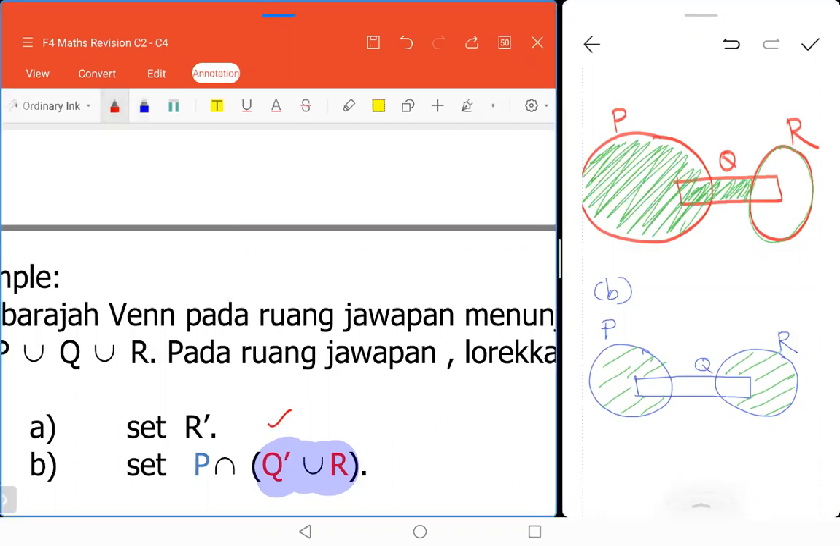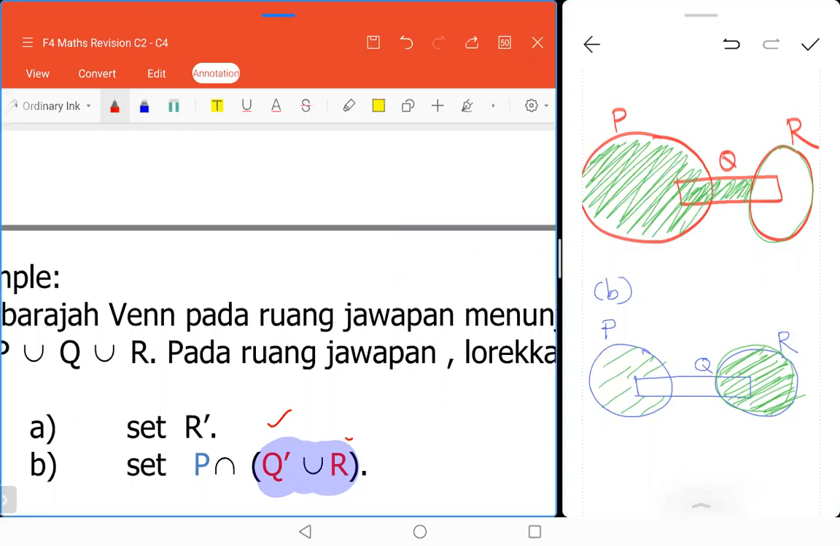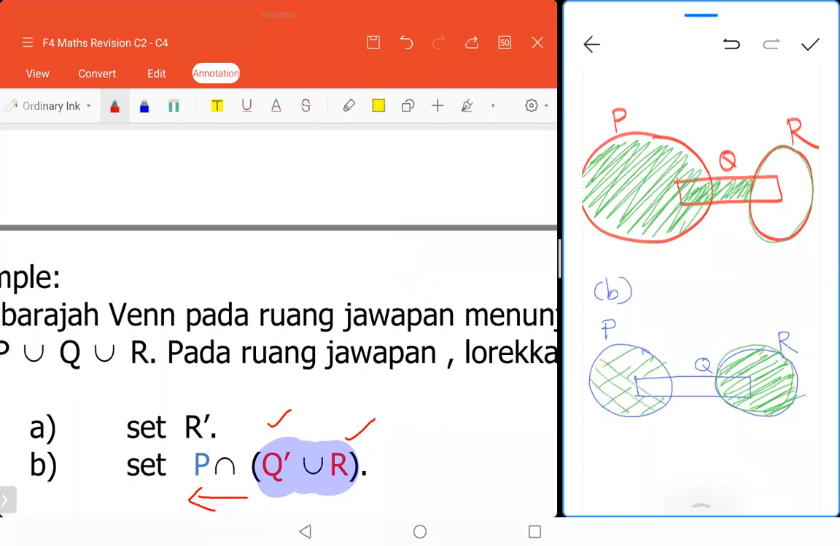Complement of Q done. Union R means and all R. This is R. Make sure you shade all R. Shade first. All R. Okay, done with this. Because we have the bracket, we have to do the bracket first. Get the answer in the bracket first. Then we move back here. Intersect with P. Intersect, we do another line. All P we shade to the right side.